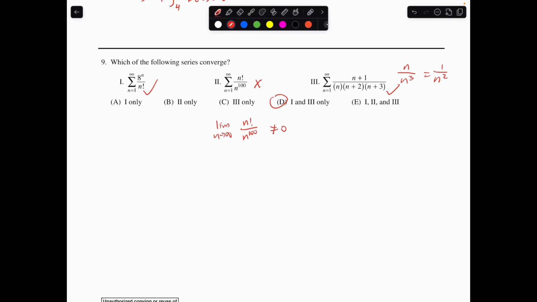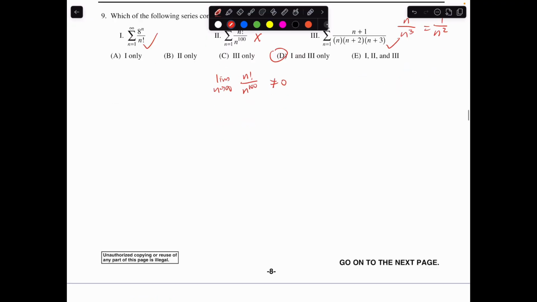So for this one, you do have to know that basically, if you have a factorial in the denominator, it's probably going to converge.